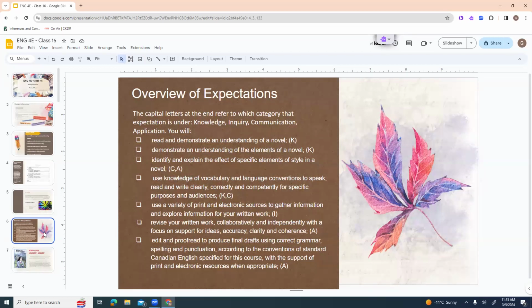Use a variety of print and electronic sources to gather information and explore information for your written work. Revise your written work collaboratively and independently with a focus on support for ideas, accuracy, clarity, and coherence. Edit and proofread to produce final drafts using correct grammar, spelling, and punctuation according to the conventions of standard Canadian English specified for this course, with the support of print and electronic resources when appropriate.